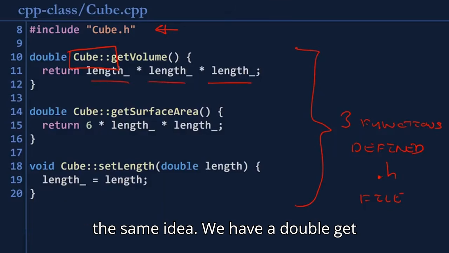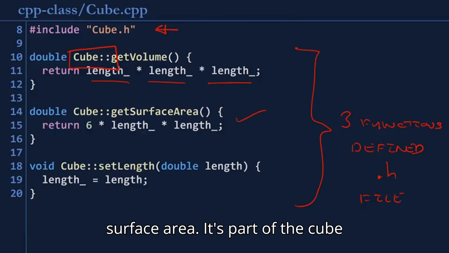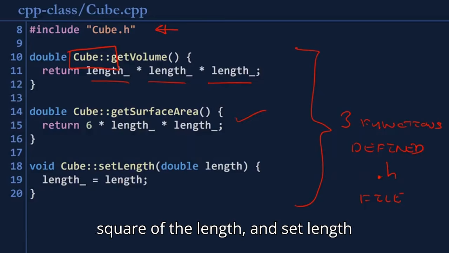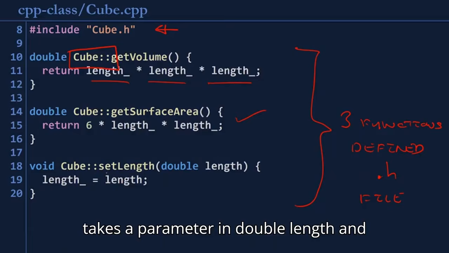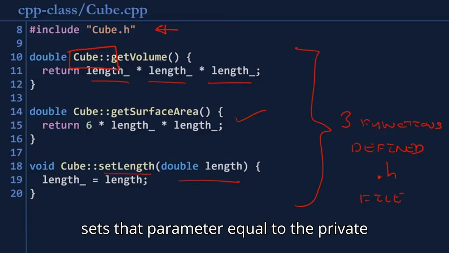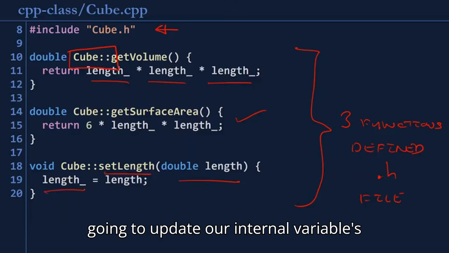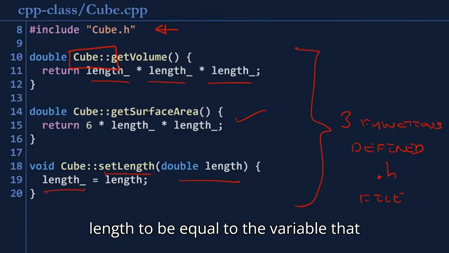getSurfaceArea is the same idea. We have a double getSurfaceArea. It's part of the cube class. We define it as 6 times the square of the length. And setLength takes a parameter in, double length, and sets that parameter equal to the private member variable length. So setLength is going to update our internal variable length to be equal to the variable that got passed in.